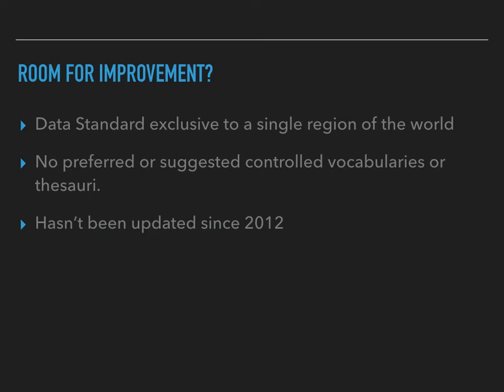So, in this incredibly vast, granular metadata standard, is there any room left for improvement? Sure. In my research, a few things have stood out to me. First, MIDAS Heritage is a data standard that is exclusive to the UK, as I mentioned before. And while that isn't necessarily a critique, I think there could be some benefit to adopting a practice similar to this one on a larger scale. MIDAS also does not have any preferred or suggested controlled vocabularies or thesauri, so you're kind of left guessing.